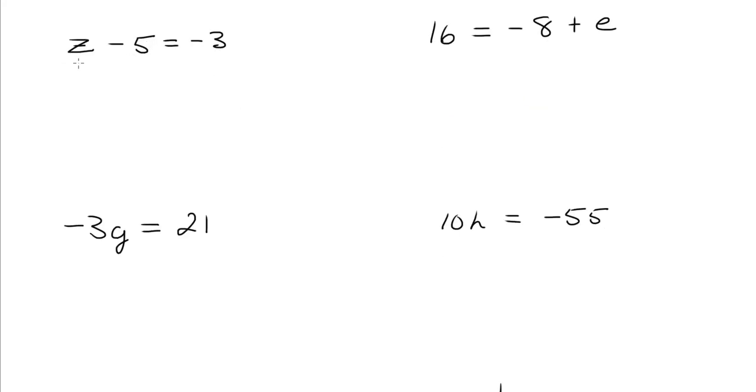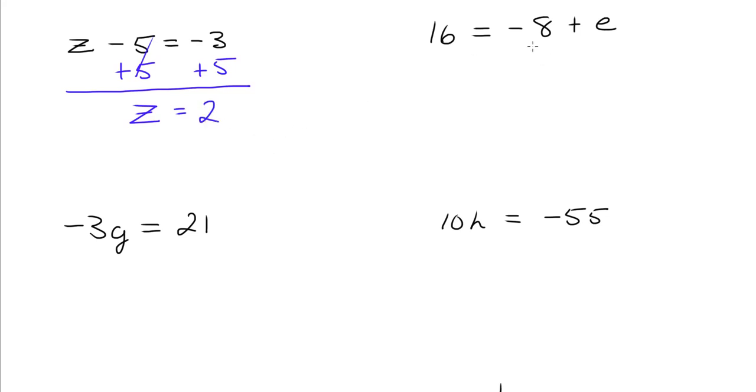Next question, z minus 5 equals negative 3. In order to get z alone, I need to get rid of this negative 5. So I need to add 5 to both sides. Draw my line across. Negative 5 plus 5 cancels out, leaving me with z on the left-hand side. And here, negative 3 plus 5 is positive 2.